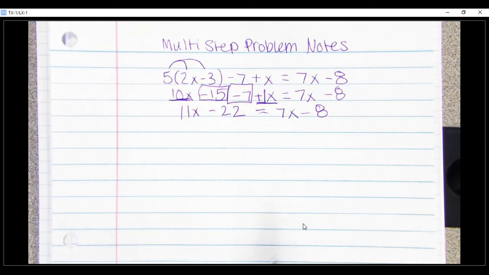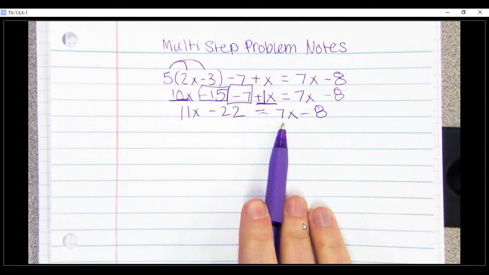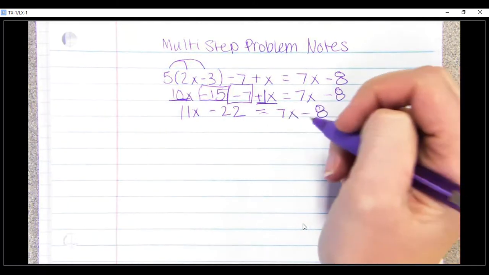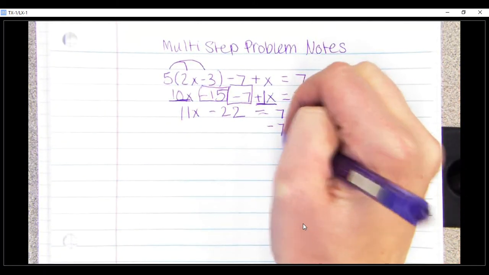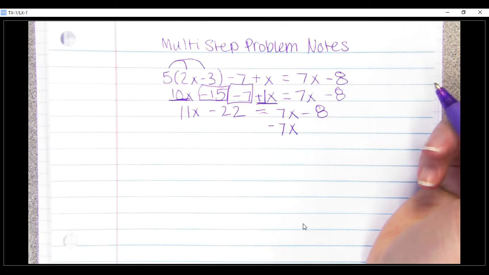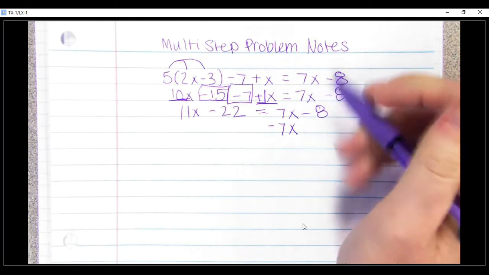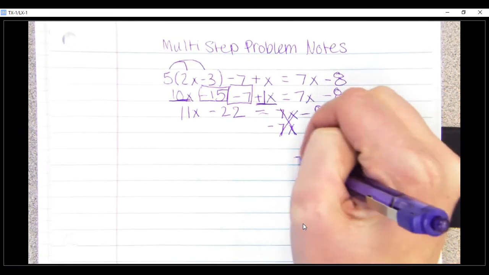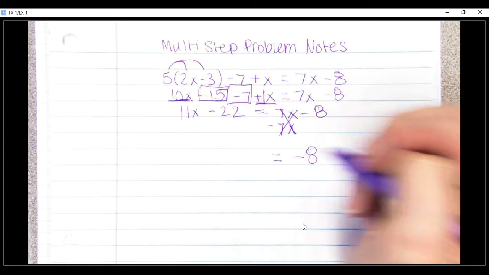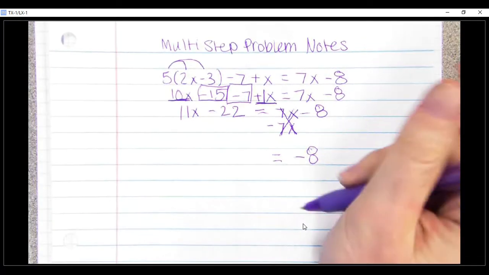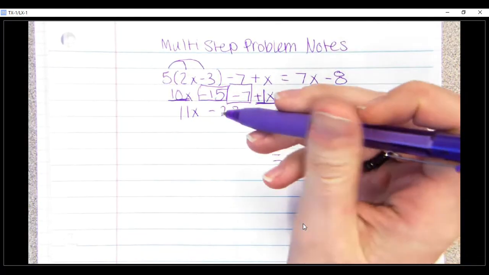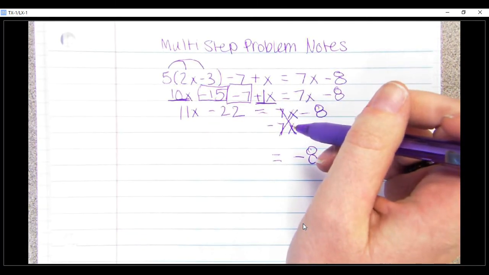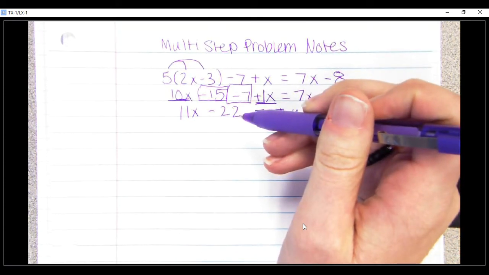Whatever's easiest for you. That is a positive 7x. So in order to move it to the other side, I need to do the opposite operation, which is subtracting, or a negative. 7x minus 7x cancel right out, and I am left with -8 on that side of the equal sign. But remember, whatever you do on one side of the equal sign, you have to do to the other. Now, since the 7 has an x, I can't combine it with negative 22.